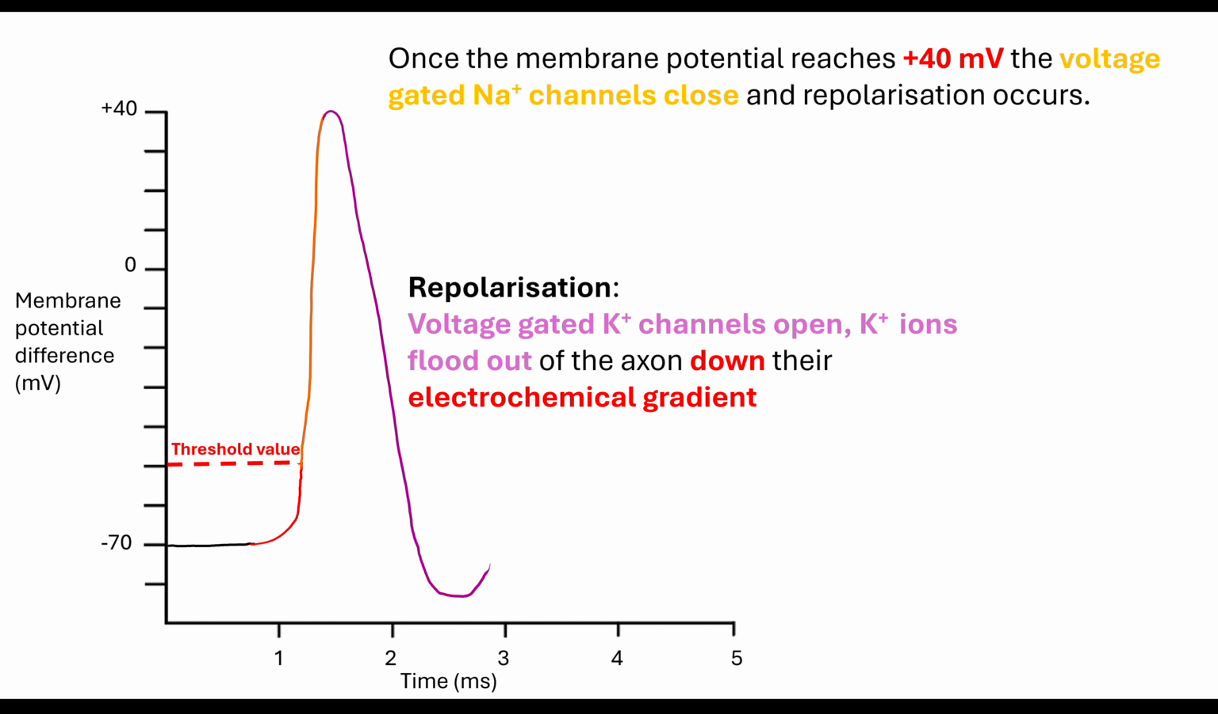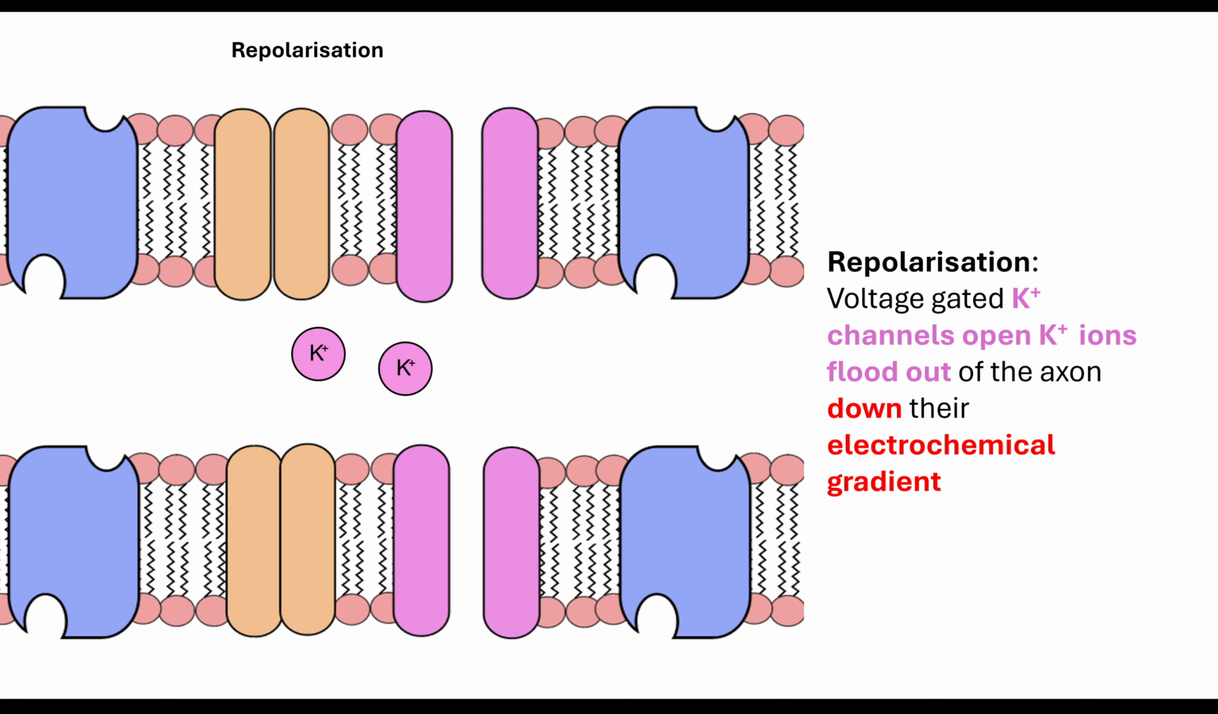The voltage gated potassium channels now are going to open. Potassium ions are going to flood out. Why? They're going to go down their electrochemical gradient, flowing from where there was a high concentration to where there was a low concentration. There's a higher concentration inside, and because we've opened these voltage gated potassium channels, the potassium now floods out.